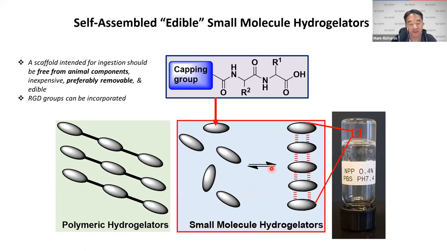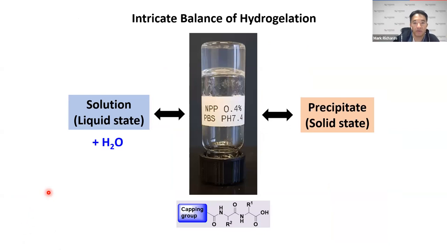And this contrasts with polymeric hydrogels, right? We believe that it would be quite difficult to remove the polymeric hydrogel from the cell mass that's growing on it. So we looked at developing proof of concept that small dipeptides of this structure could self-assemble into hydrogels. So this is what we thought of, an intricate balance of hydrogelation.